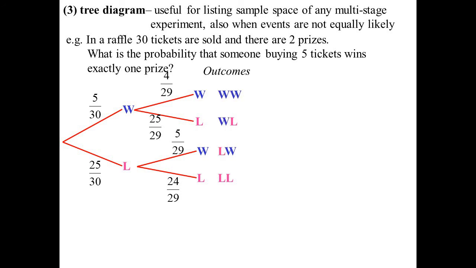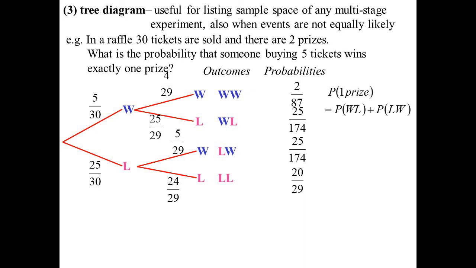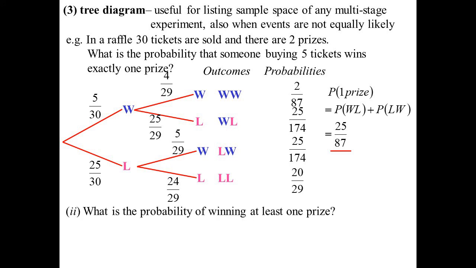So there's all my outcomes. I could have gone win and a win, a win and a loss, a loss and a win, a loss and a loss. We're interested in which one of those? What's the probability of exactly one prize? So that would be win and a loss, and loss and a win. So I want those two. And there's the probabilities of all the outcomes. So win and a loss and a loss and a win ends up being 25 on 87.